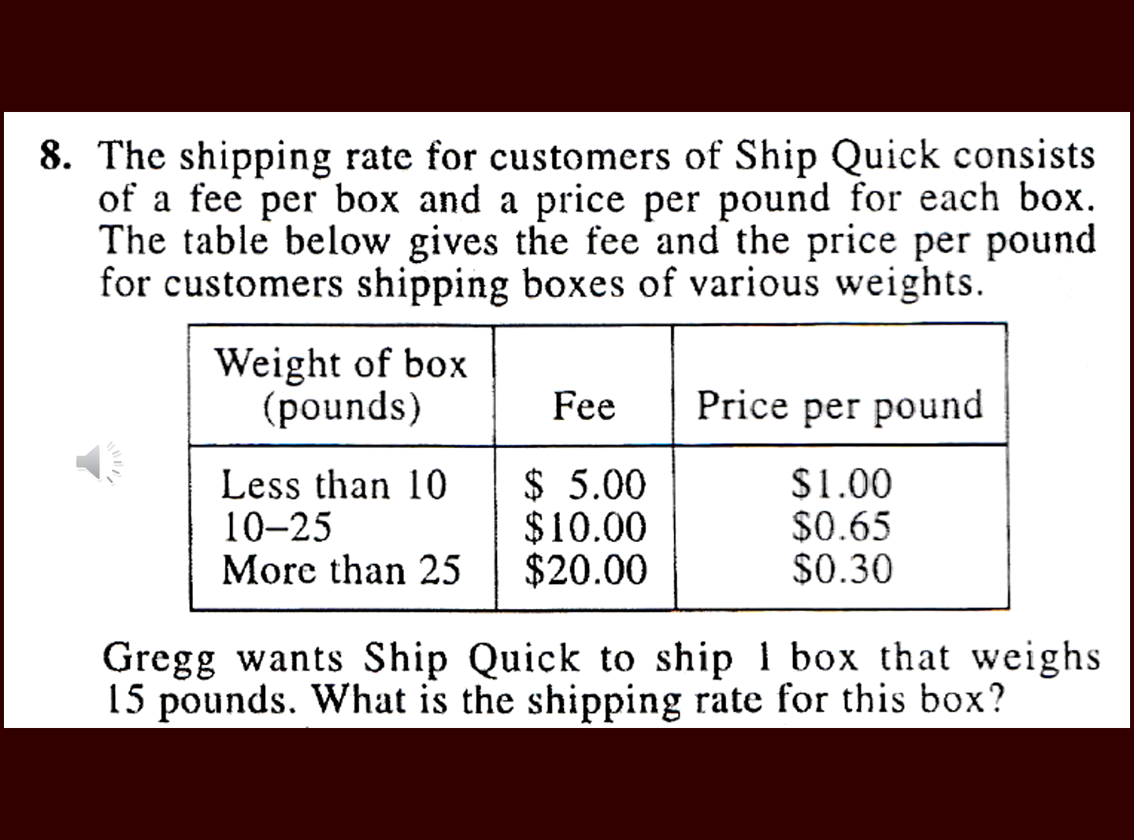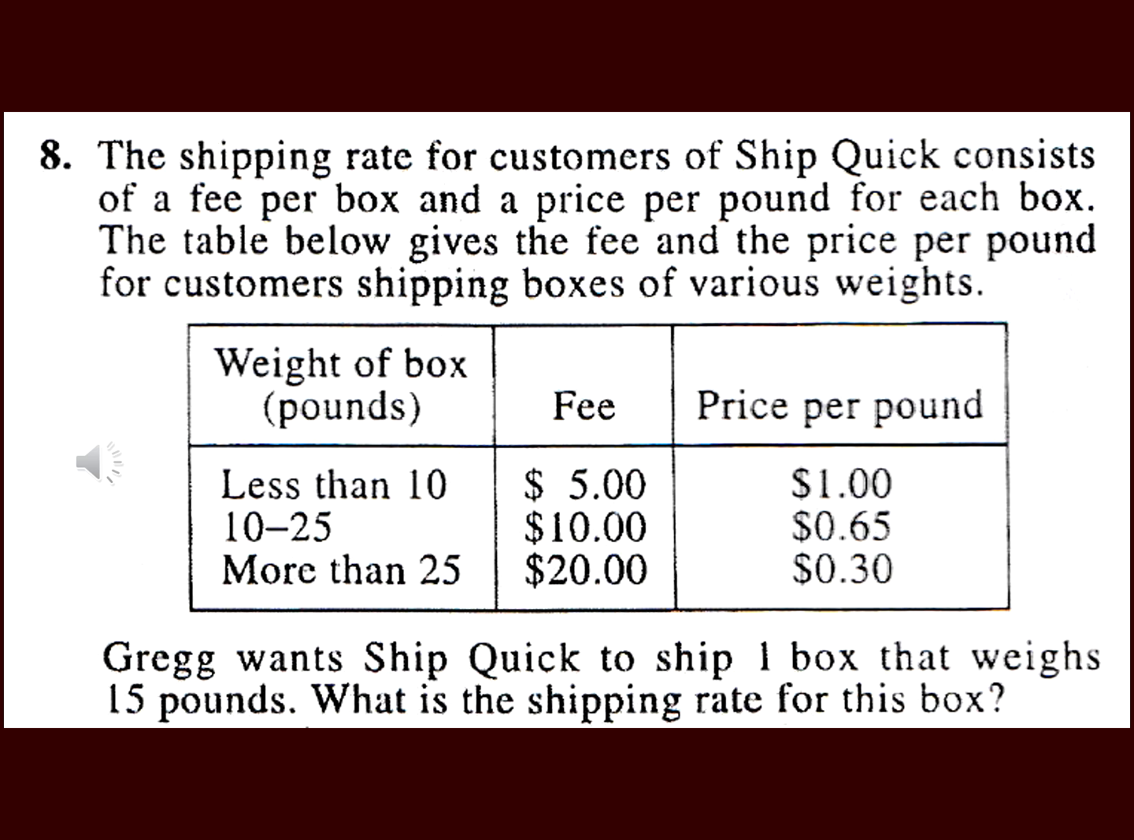And now we get to question 8. The shipping rate for customers of ShipQuick consists of a fee per box and a price per pound for each box. The table below gives the fee and the price per pound for customers shipping boxes of various weights. The question says Greg wants ShipQuick to ship one box that weighs 15 pounds. What is the shipping rate for this box?